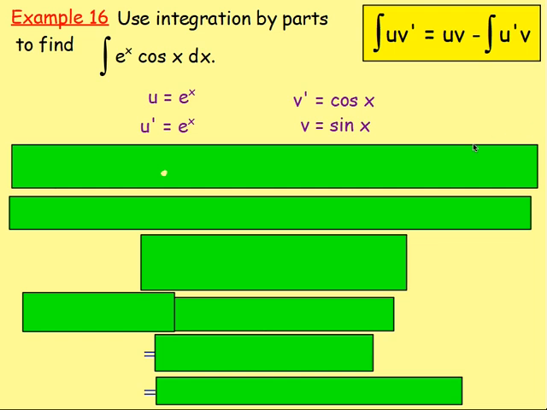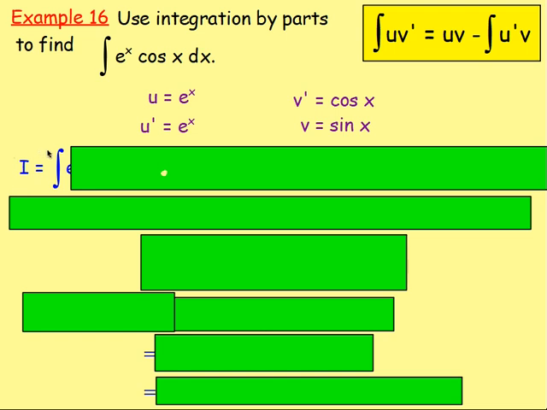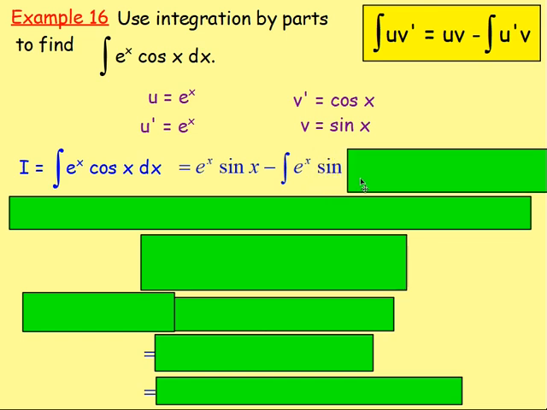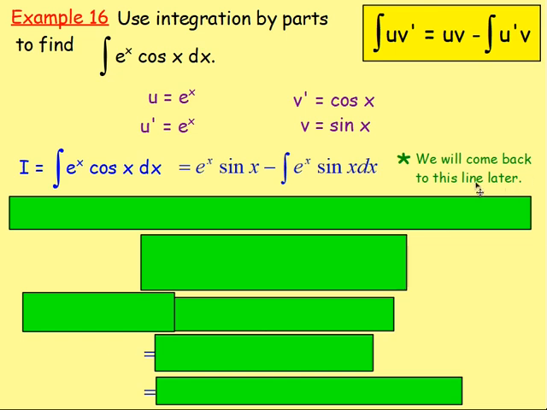Perfect. What we want to do now then is to integrate that. We would have u times v, e to the power of x times sin x, minus the integral of u dash times v. So the integral of e to the power of x times sin x. What I'm going to do this time though is I'm going to put I equals, so the integral equals. And you'll see why a little later. Because the integral of e to the power of x cos x dx equals, as I said, u times v, so e to the power of x times sin x, take away the integral of u dash times v. So that is what you would get. And this line again, we will come back to it. You'll see why in a little bit.